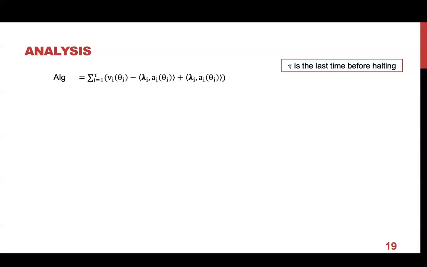So what's the analysis? The algorithm is getting all the values v_i(theta) up to some time tau. Tau is the last time before your algorithm halts, maybe because it runs out of some resource. In case it never runs out of any resource, then tau is n, it goes on till the end. And I'm going to add and subtract lambda times a_i(theta). I'll apply the greedy step because I was always doing the best response. So I could have replaced this theta, the action that my algorithm took, with whatever the LP would have done.